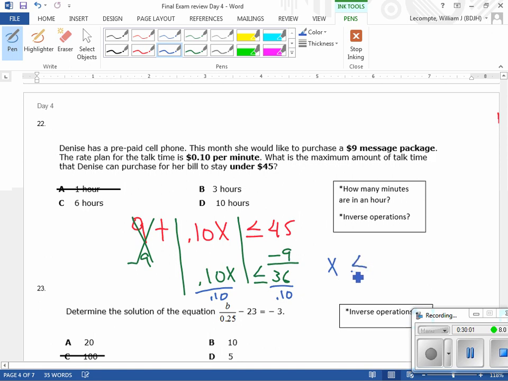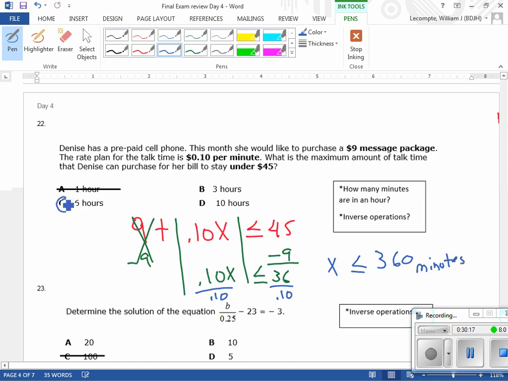A lot of kids stop there, right? But that's 360 minutes, right? How many hours is that? That would be 6 hours, which is 6 times 60 minutes per hour, which is 360 minutes.